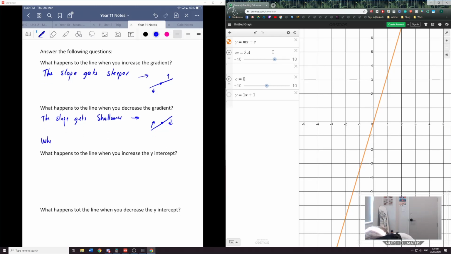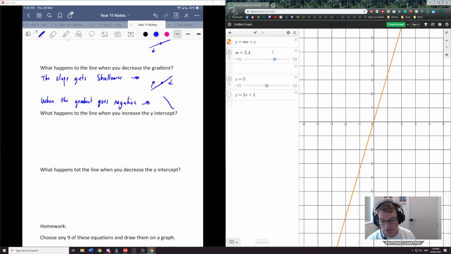And let's put a note in here. When the gradient goes negative, we end up with the slope changing direction. You with me so far? Last two questions, and then we're done. That's all I really want to cover. Real brief.